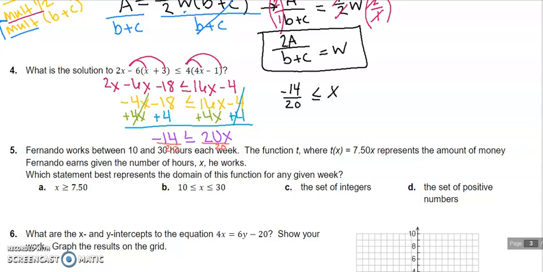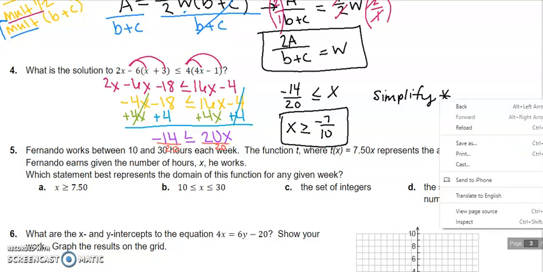If I want to get my x on the other side, I can do that, but then I have to flip my inequality as well. And then this can reduce to negative 7/10. So don't forget to simplify that fraction at the end. Might want to make yourself a little note.